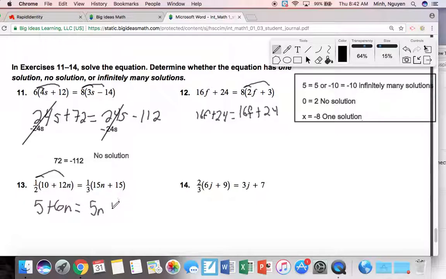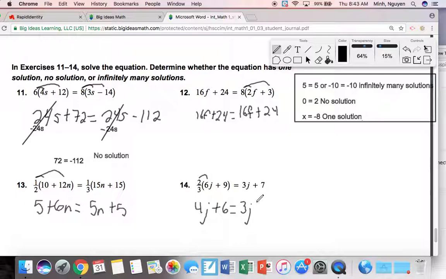15 multiplied by 1 divided by 3 is 5. And the same thing applies over there. Over here, we were multiplying by 2 and dividing by 3, so 12 divided by 3 is 4. 4j. 9 times 2 is 18. 18 divided by 3 is 6.